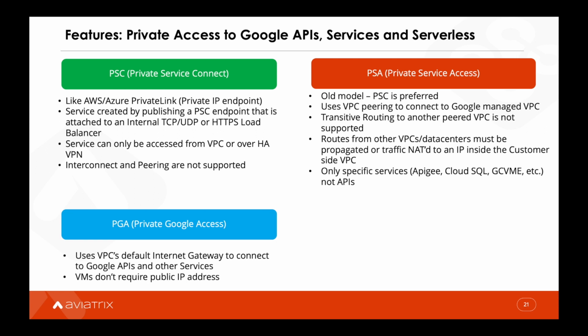It uses the default internet gateway to connect to Google APIs and Google services, but it does not require the virtual machine to be sitting on a public IP. So they use a special mechanism to connect to the Google APIs and other services using the default internet gateway, but without requiring a public IP address assigned to your virtual machine.